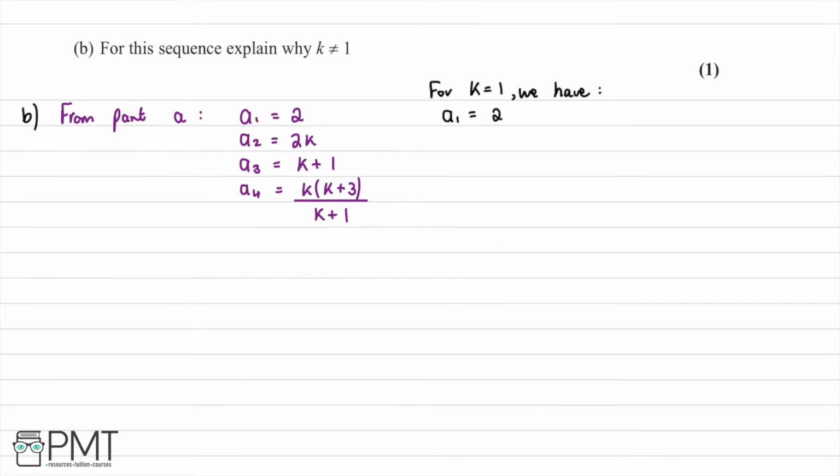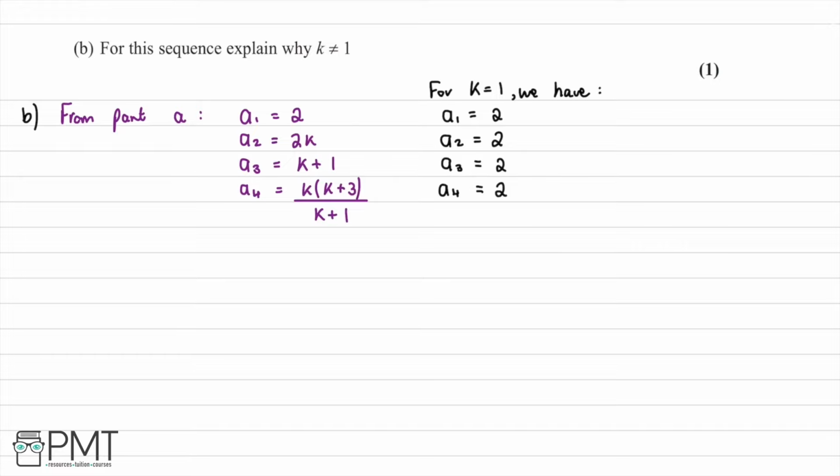Then we substitute k equals 1 into our equation for a2, and it is going to leave us with 2 lots of 1, which is 2. And for a3, we'll have 1 plus 1, which is 2. And then for our fourth term in the sequence, we'll have 4 divided by 2, which is 2. So therefore, what we can see here is that all the terms are the same. And this means that the sequence no longer has a period of order 3.